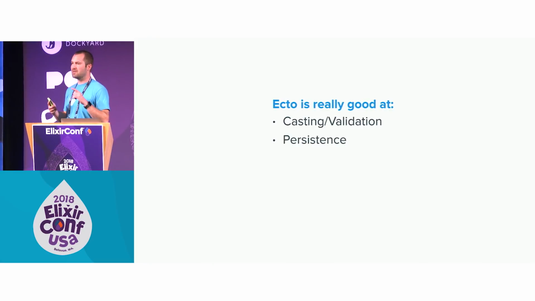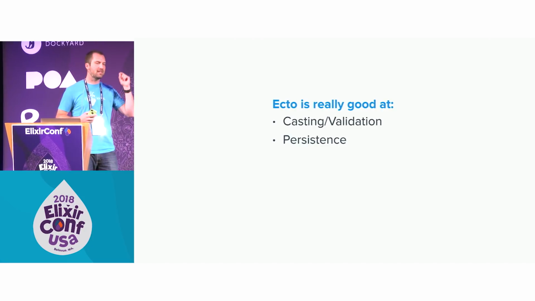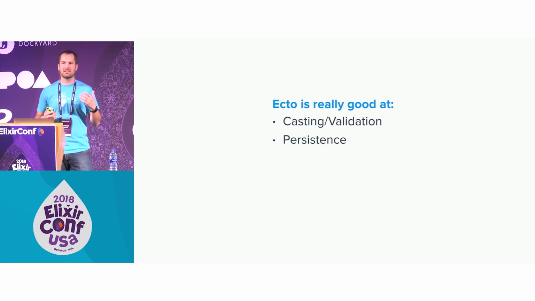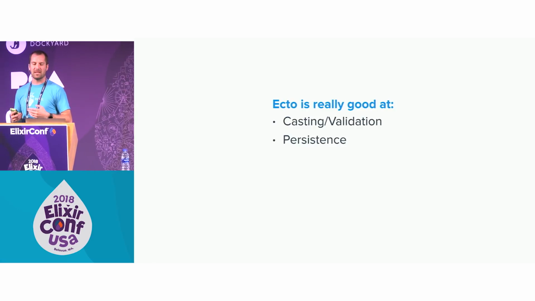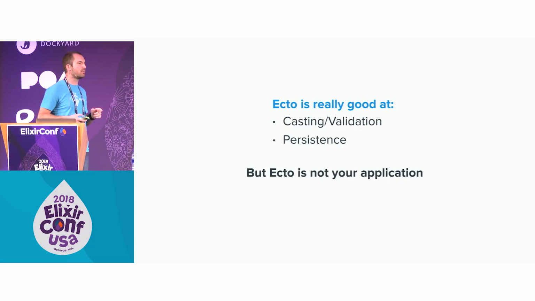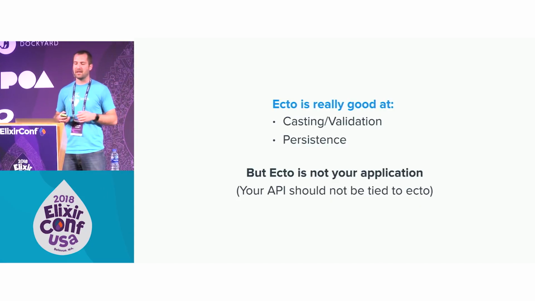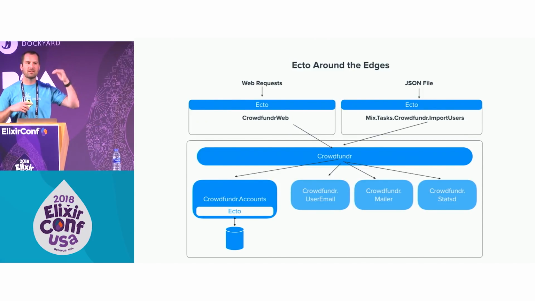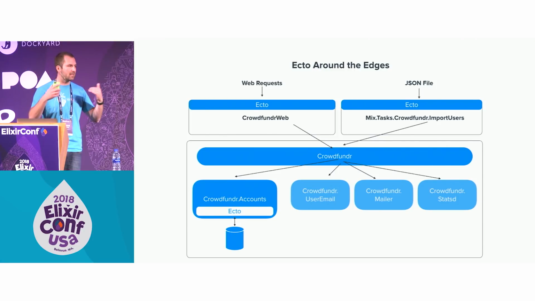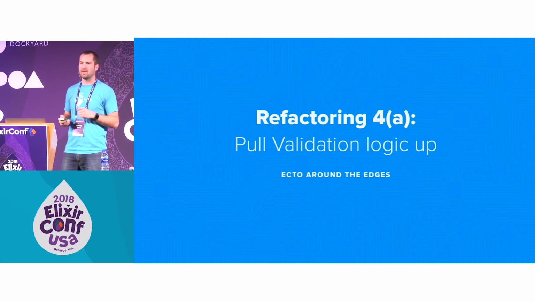Now, don't get me wrong, I really like Ecto. It is a great library, and it's really good at two things. It's good at casting and validation, so when data comes into your system, converting it to the appropriate type and making sure it's valid. And then it's also really good at persistence, which is reading and writing from the database. But just as Phoenix is not your application, neither is Ecto. We need to make sure that our APIs are not tied into Ecto. Instead, what I propose is let's move Ecto around the edges to where it's good at, or to do the jobs that it's good at, and keep it out of our public API. And the first step to that is we're going to pull validation logic up.